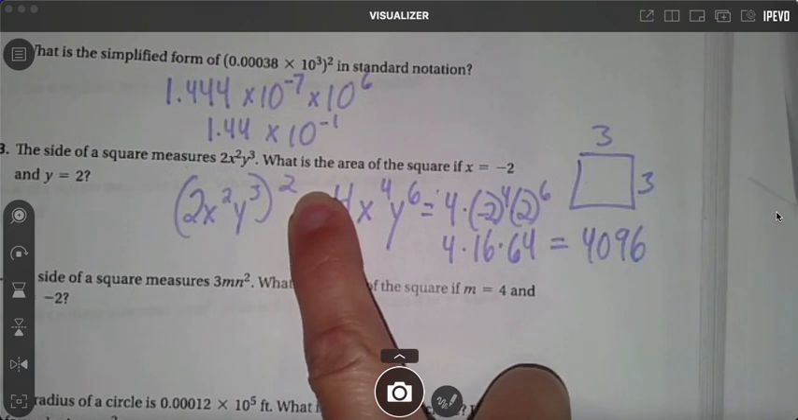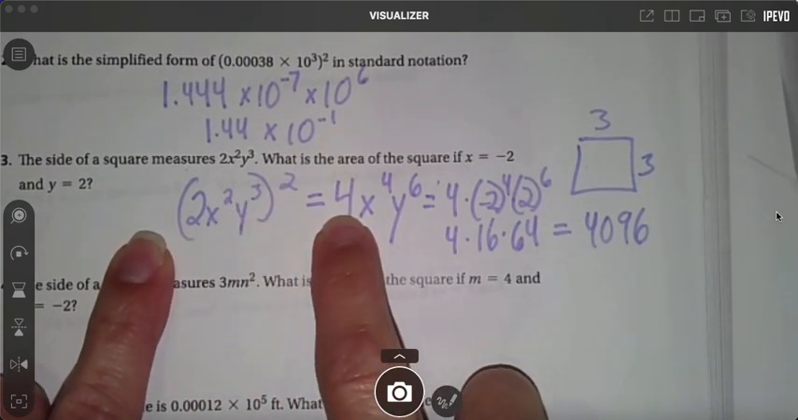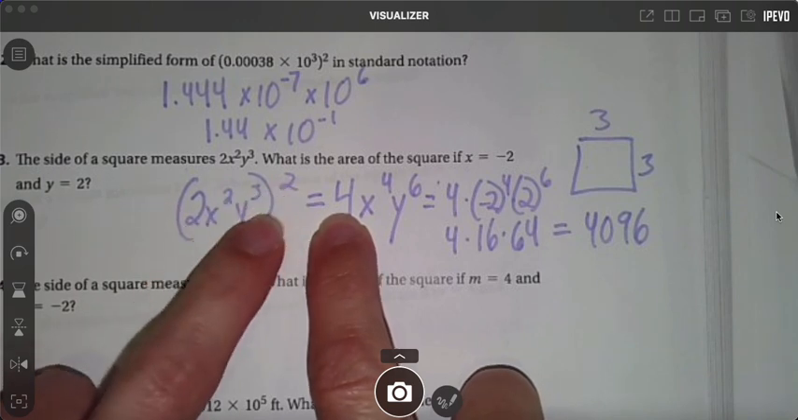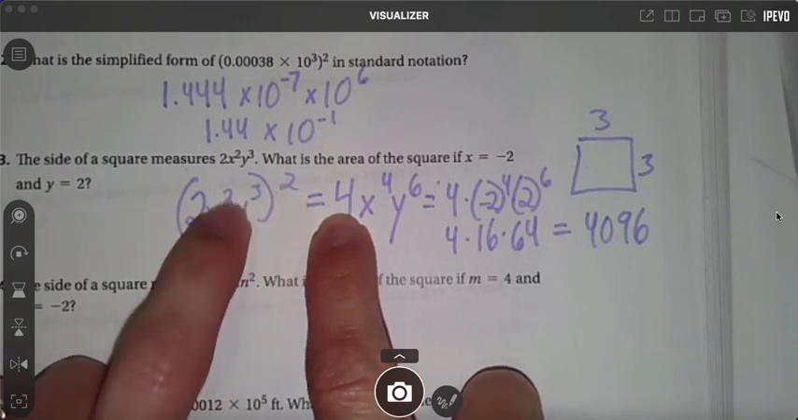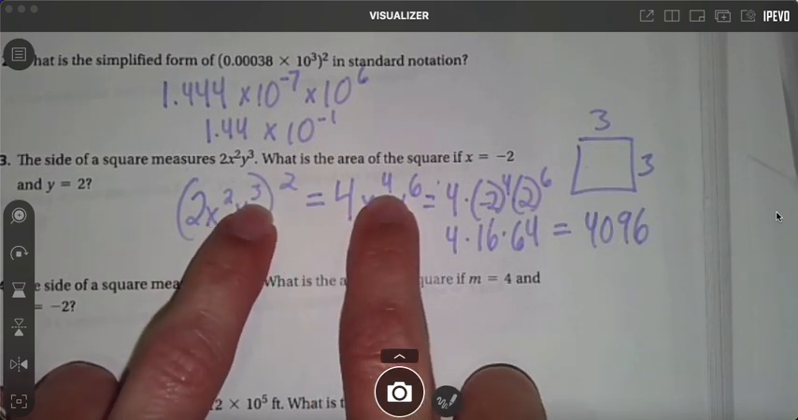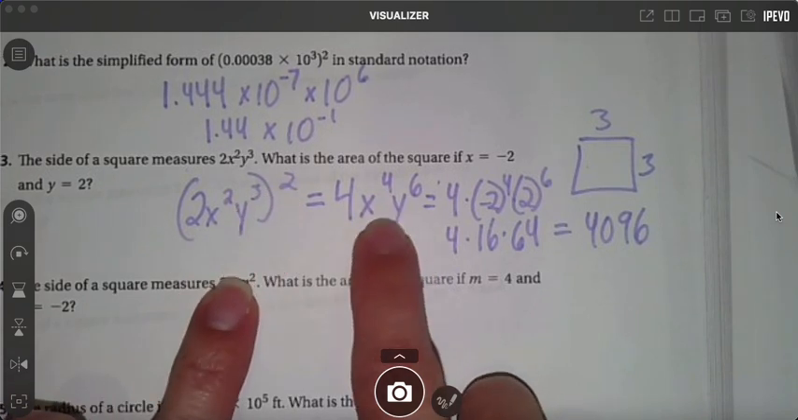So then I just have to use my rules. Like, what is 2 squared? 4. When I have a power to a power, what do I do with those? I multiply them. That's my rule that I learned. So 2 times 2 is 4. And then this power to a power, 3 times 2 is 6. So now I have that.